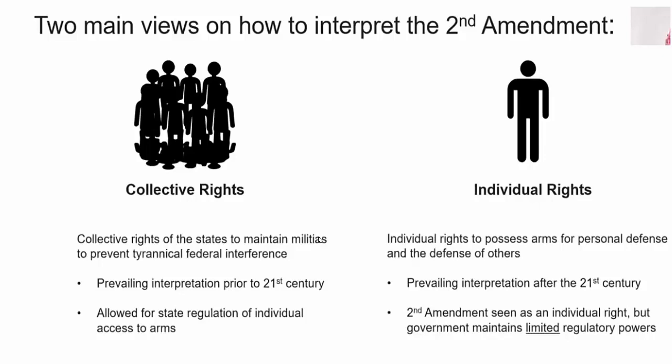As we moved into the 21st century, we saw a switch over to the individual rights interpretation, and that has really become more dominant on the court today. And the individual rights interpretation says that each person has an individual right to possess arms for their own personal defense and for the defense of others. So the Second Amendment has increasingly been interpreted and seen as an individual right by SCOTUS and by the federal courts. But, and this is key, the government does maintain some limited regulatory power, even with the individual rights interpretation.